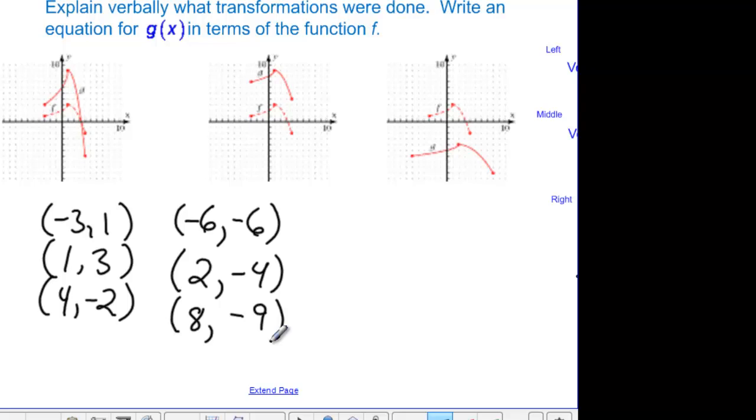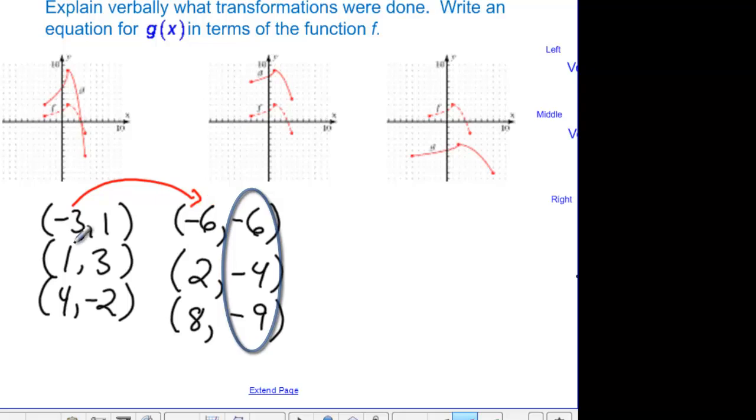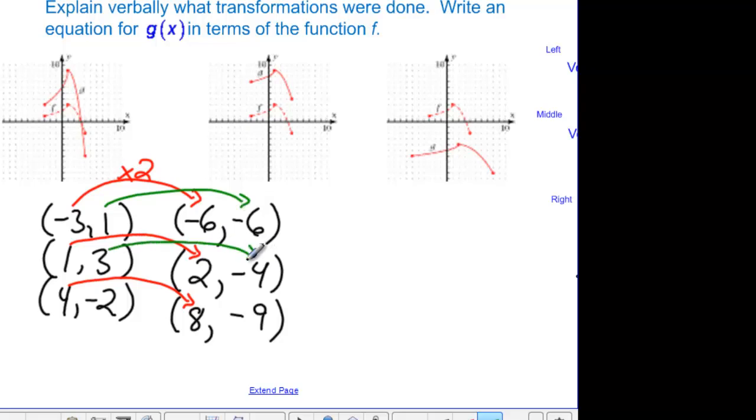So here, both our x and y values change. We see that we go from -3 to -6, 1 to 2, and 4 to 8, which are all multiplied by 2. They're wider by a factor of 2. On the other hand, our y values go from 1 to -6, 3 to -4, -2 to -9. Here, each of our y values has dropped by 7 units.